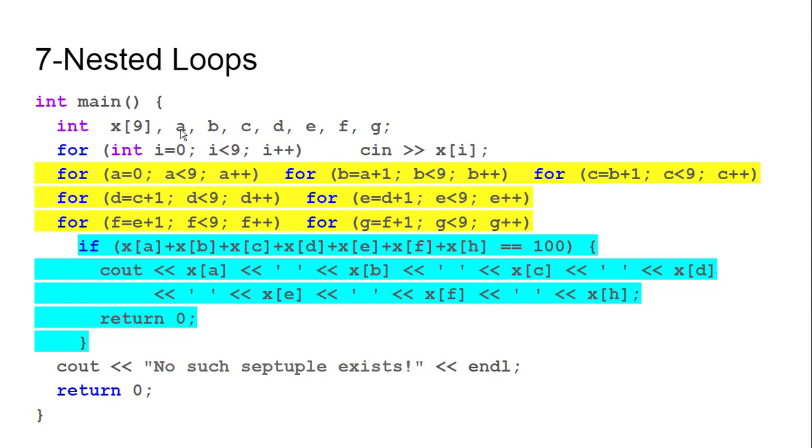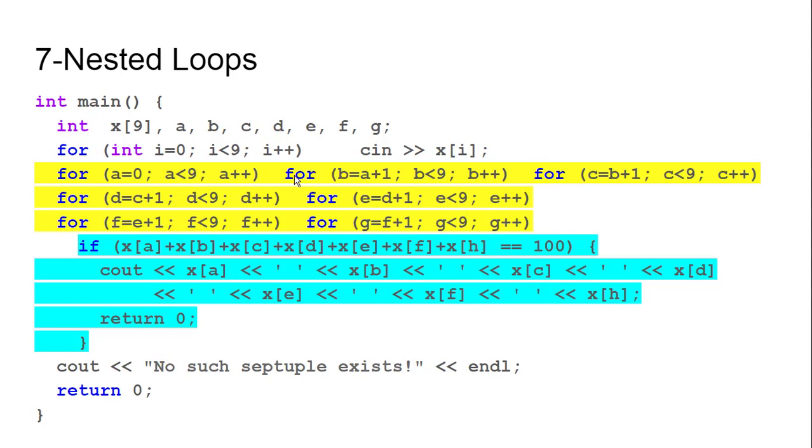This line reads in the numbers. And then we use 7 different indices, A, B, C, D, E, F, G. The intention is that these 7 variables will loop over all possible combinations of 0 to 8. Then they will reference all subsets of 7 numbers. So this XA, XB, XC, XD, XE, up to XH, these will go through all the subsets of 7 numbers.